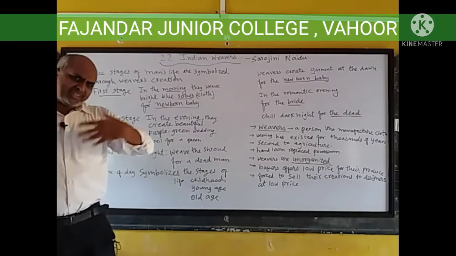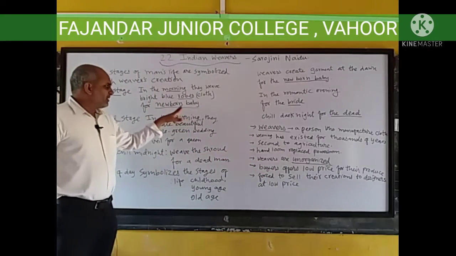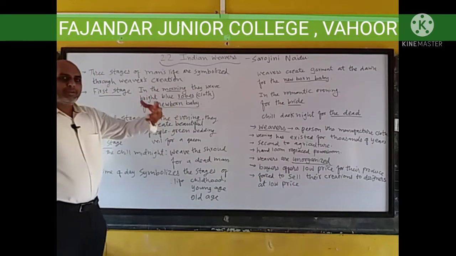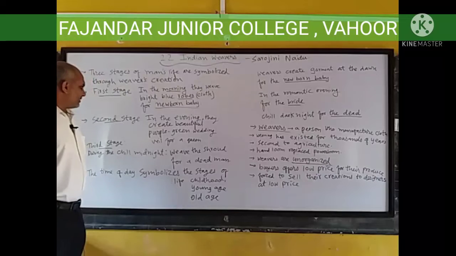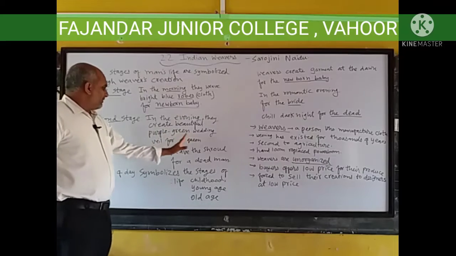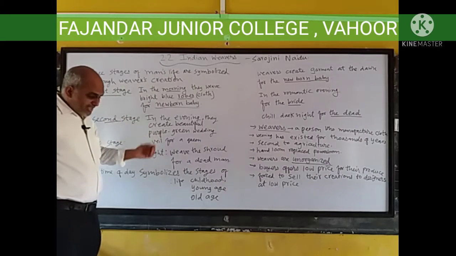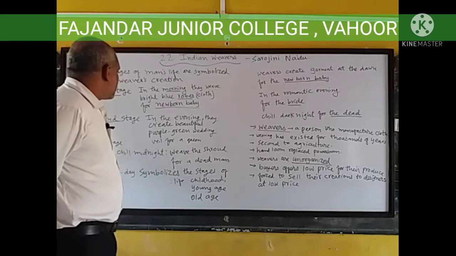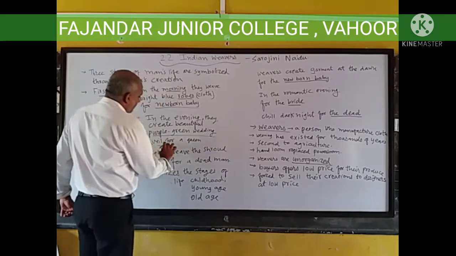When a child takes birth, at that time we give them clothes, no? So they say that we are preparing cloth for the newborn, for the children who are taking birth. Then in the second stage, she says, in the evening they create a beautiful purple green wedding veil for a queen. At the time of evening, the poet asked the weaver, now what are you preparing? What are we weaving now? Then they said that we are preparing the purple green wedding veil for a queen.